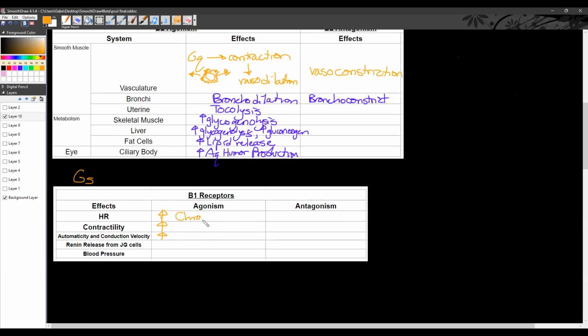Chronotropy. Very nice. Contractility, which is the force of contraction, is inotropy. And then finally, automaticity is dromotropy. What about renin release? Do we release more or less renin when we activate beta 1? Way more. Tons more. And then all of this accumulates in what? Are we going to have more or less blood pressure? More. Very nice. Antagonism, of course, is the opposite of all of these.